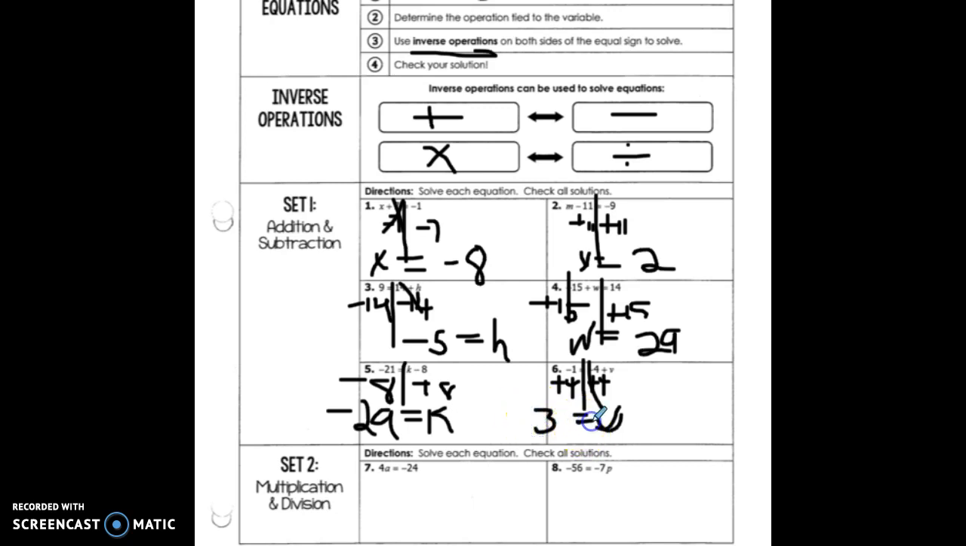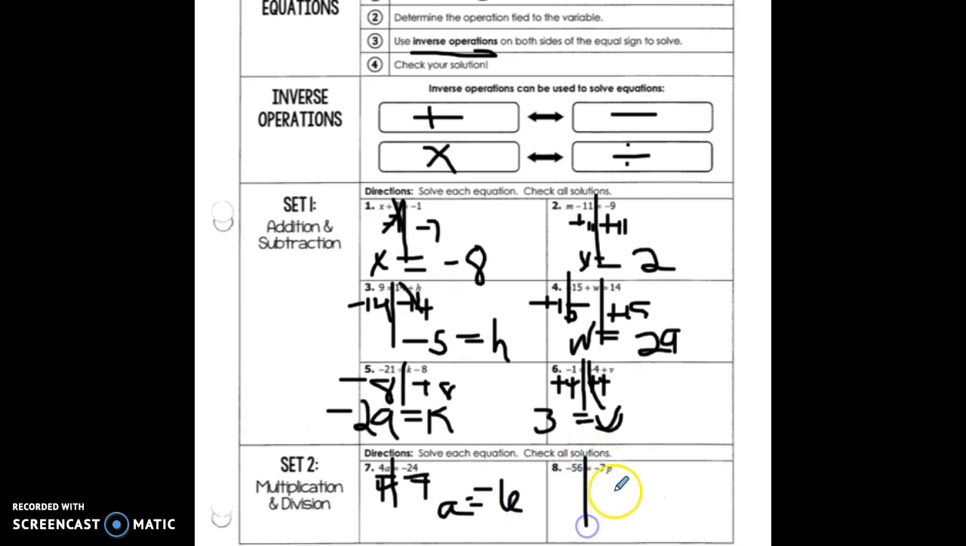Now that's all great because that's adding and subtracting, but what do I do if I have multiplying and dividing? So here what I have is a 4 times A, and I have a negative 24. So the opposite of multiplying is dividing. So here I divided by 4. And I take negative 24 divided by 4, and I get negative 6.